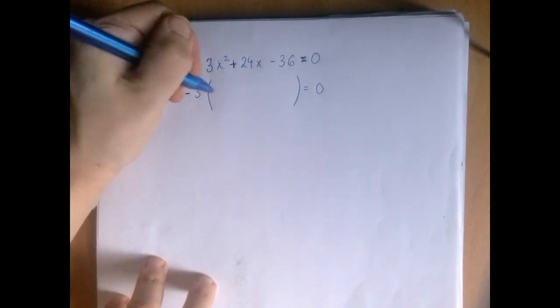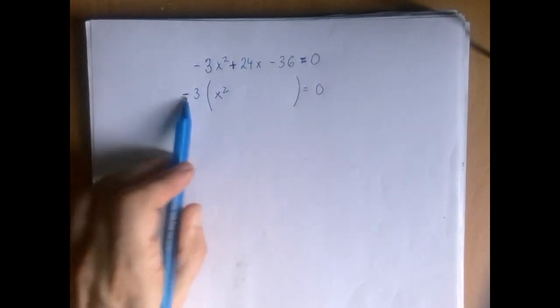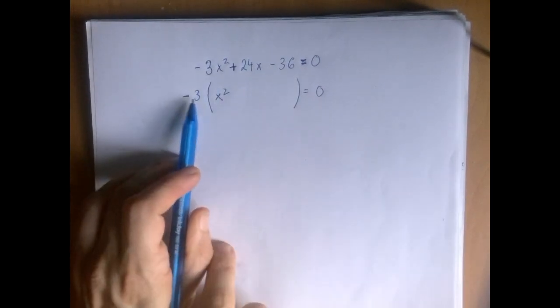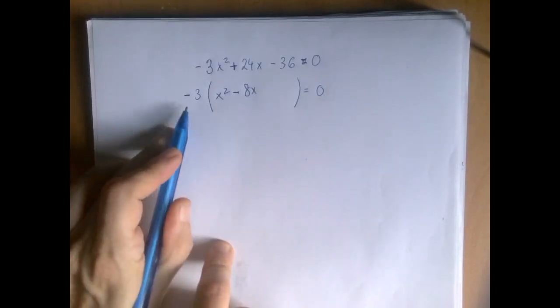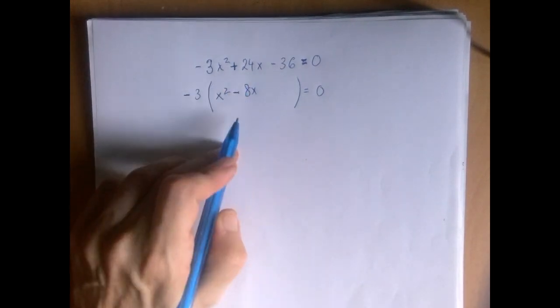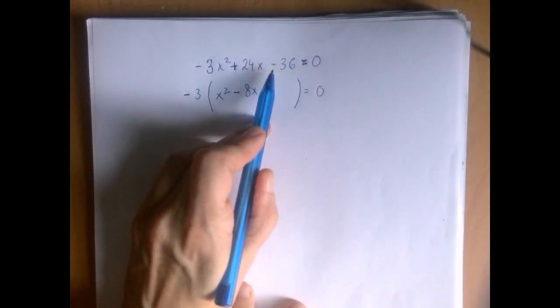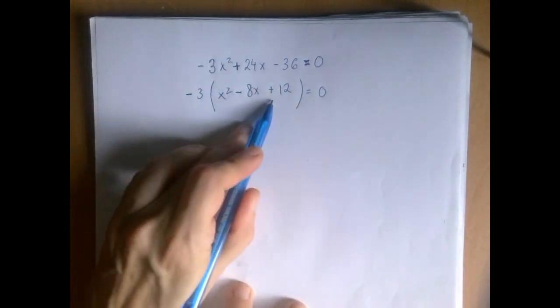So if we factor out -3, what do we get? -3 times 1x squared will give us -3x squared. We have a plus here, we have a minus. That means that the multiplication will only work if this is a minus 8x, right? Because -3 times -8x will be plus 24x. And here, if we want a negative sign, we have to use a plus here, so the multiplication works backwards.